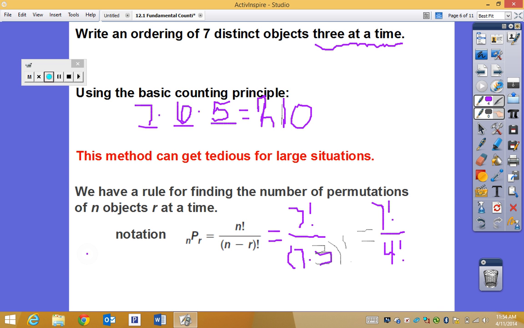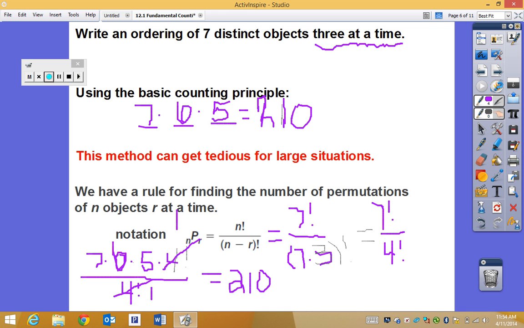So 7 factorial means 7 times 6 times 5 times 4 factorial, or 4 times 3 times 2 times 1. And then on the bottom, we have 4 factorial. So notice I could put 4321 on the bottom, 4321 on the top. But once you get 4 factorial on the bottom and 4 factorial on the top, those can simplify. So we have 7 times 6 times 5, which gives us our same answer of 210 different ways that we can arrange those objects 3 at a time.